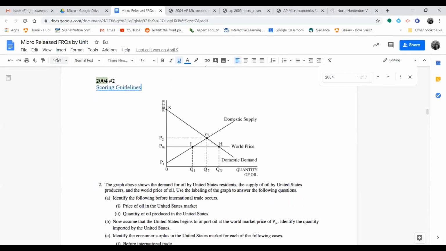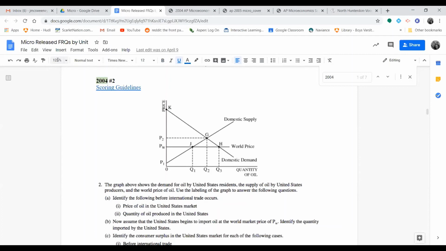A, identify the following before international trade occurs. Price of oil in the United States market, in this case, is P2, and quantity of oil produced in the United States is going to be Q2. It's just domestic supply and demand equilibrium in the market. There's no international competition, so it's P2 and Q2.